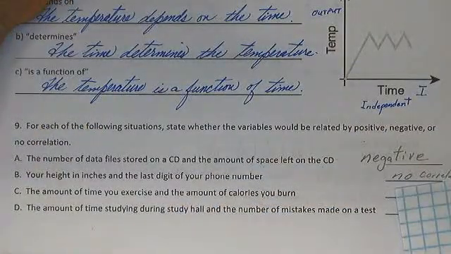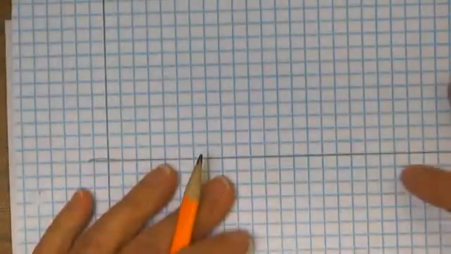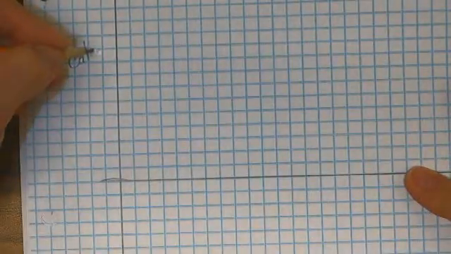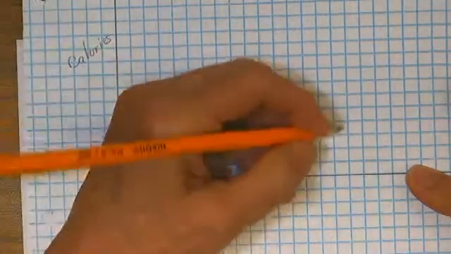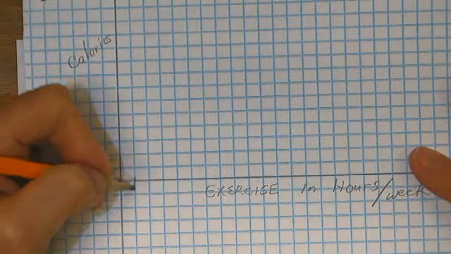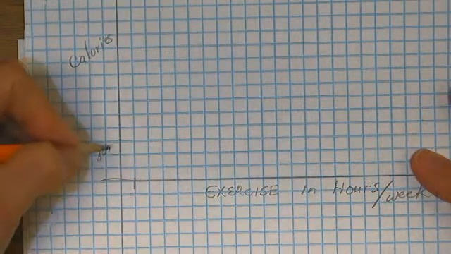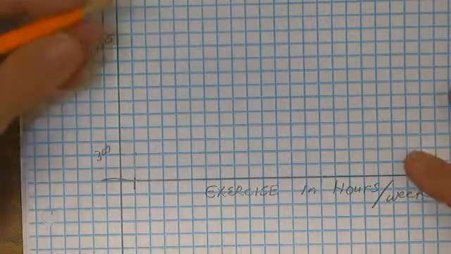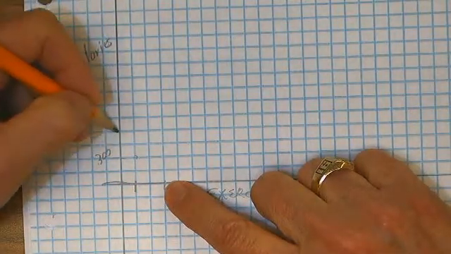The amount of time I exercise and the number of calories I burn, well, let's see. If I exercise a lot, my amount of exercise in hours per week. Okay, let's say I exercise 1 hour a week. Well, let's say I burn 300 calories an hour. Or let's say I exercise 3 hours a week. Then I'm going to burn 900 calories.